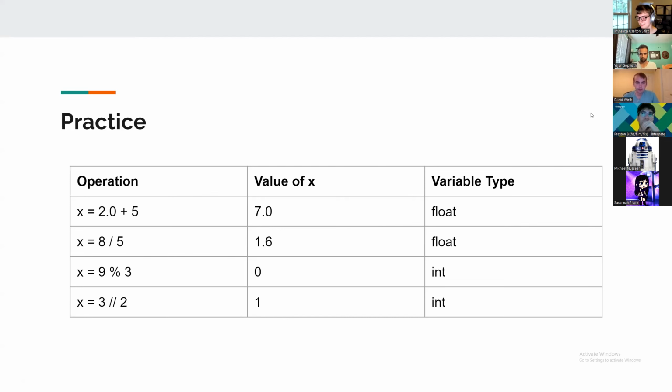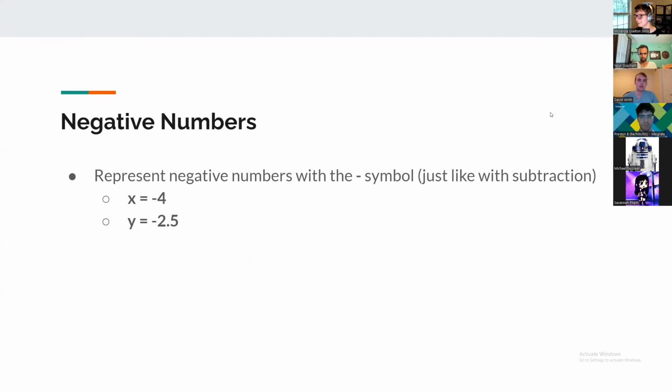All right. Now we're going to talk about negative numbers. I just wanted to throw this in here. I wasn't sure where to throw it in, but I wanted to let you know that you can represent negative numbers just with the same sign that you use for subtraction, just like this little dash. -4, -2.5. Yeah, exactly. So you can have negative integers, you can have negative floats, negative numbers, totally fine in Python.